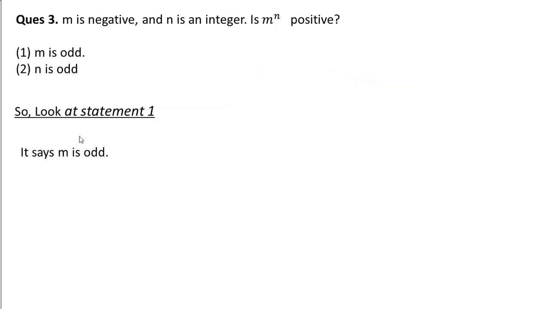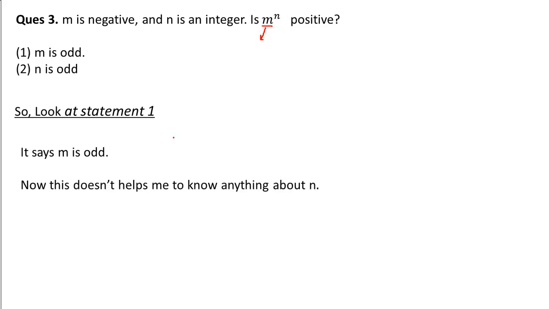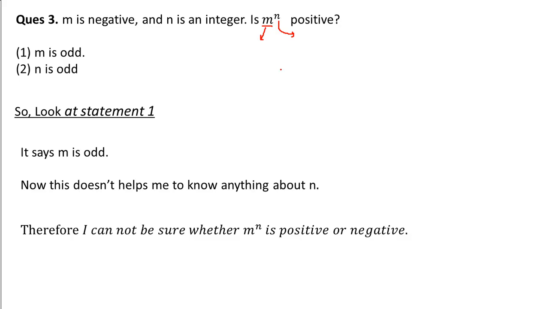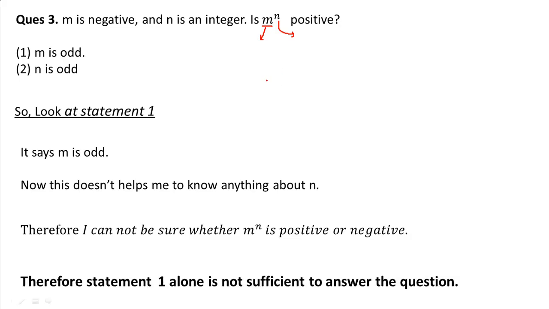The first statement says m is odd, but see, m lies in the base. This does not help to tell what n is. It is odd or even. It can be either. Therefore, I cannot be sure whether m to the power n is positive or negative. Therefore, statement 1 alone is not sufficient to answer the question.